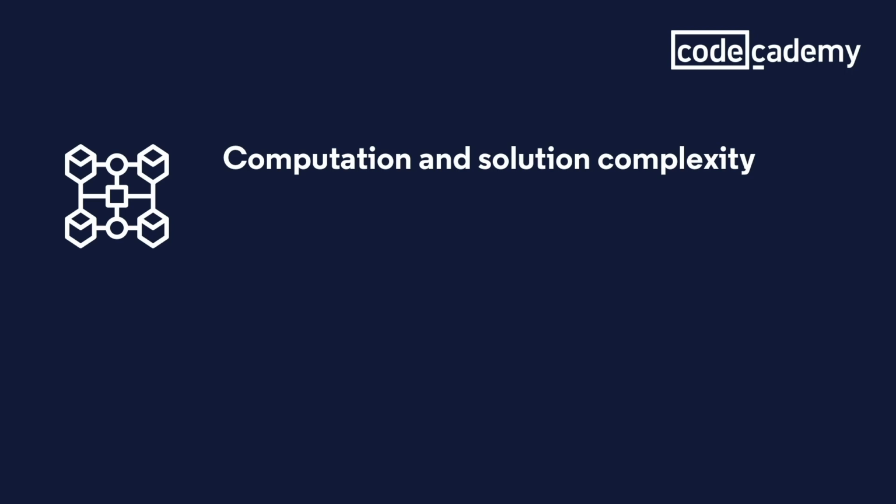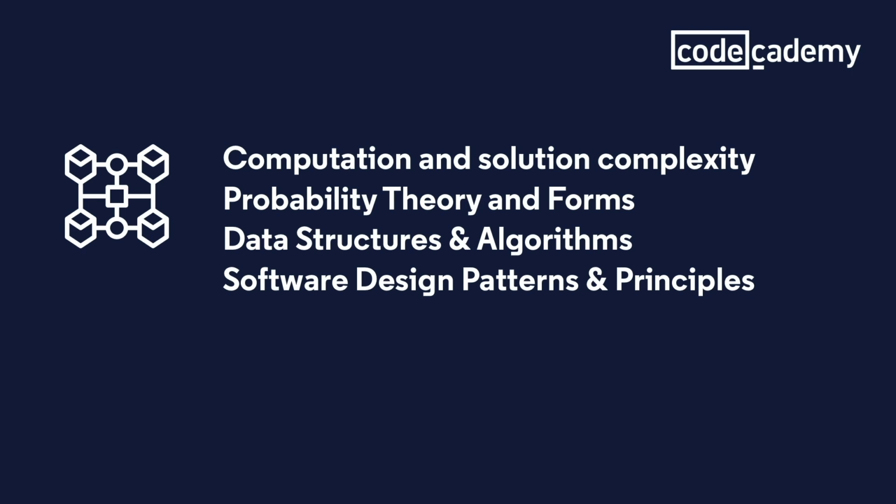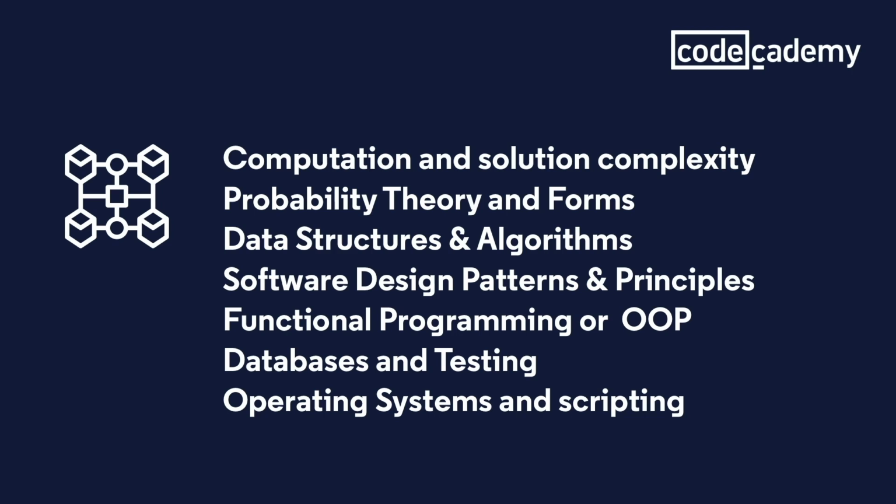Some of these concepts include computation and solution complexity, probability theory and forms, data structures and algorithms, software design patterns and principles, some of them like functional programming and object-oriented programming, databases and testing, operating systems, and scripting. This is hardly all that computer science can do, but practitioners tend to tackle bigger problems than minute details. Computer science is sometimes seen as the digital translator that turns high-in-the-sky concepts into programming functionality.